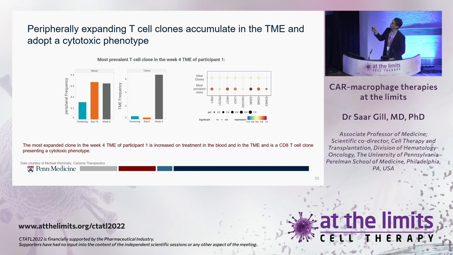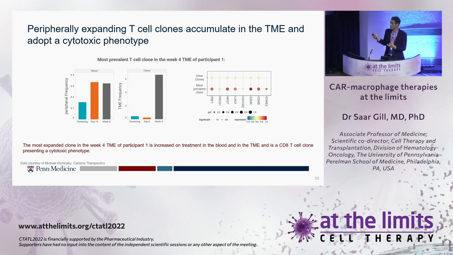And what can we tell about those T cells in the microenvironment of that exemplary patient number 4? Well, you can see that the most prevalent T cell clone in the week 4 tumor microenvironment is increased: screening, day 15, week 4. You can see week 4 has had an increase in the frequency of that clone. And here is some example of the phenotype of that clone. It has perforin, it has NKG7, LAG3, granzymes, eomesodermin, and some increase in LAG3, as I said, and TIM3.